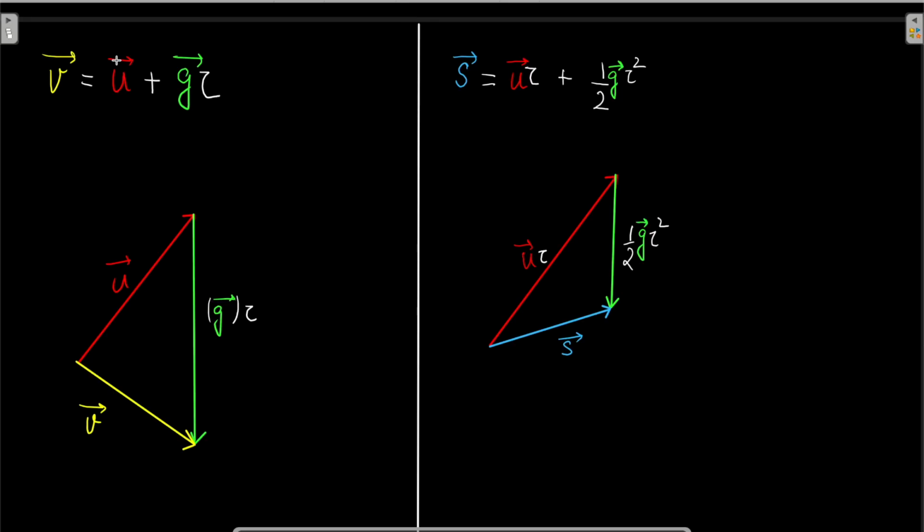So we have this equation, v equal to u plus g tau. I'll write it once more: v vector equals u vector plus g vector times tau. Now we will do one thing: we will multiply both sides by tau, and see what it does.